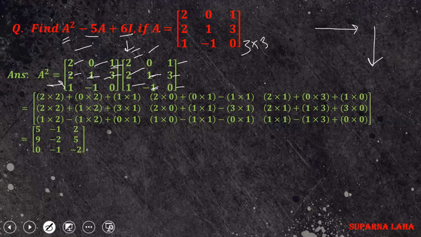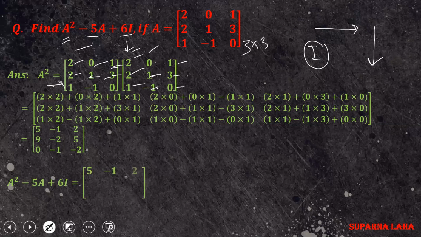Now we can calculate 5A also and 6I also. I is what? I is the identity. I think you all remember what is I. That is, the diagonal elements should be 1 and the other elements should be 0. So now A square minus 5A plus 6I. Now put the values in the matrix form.